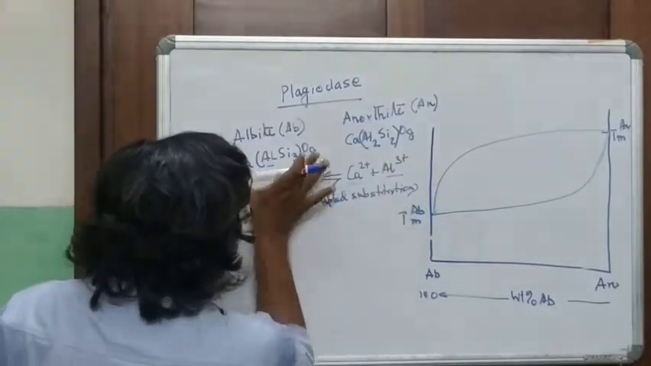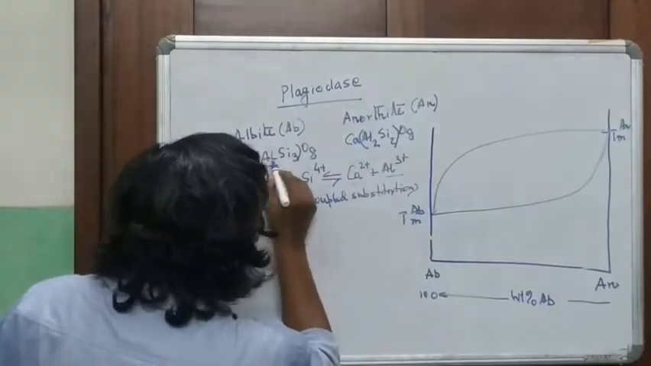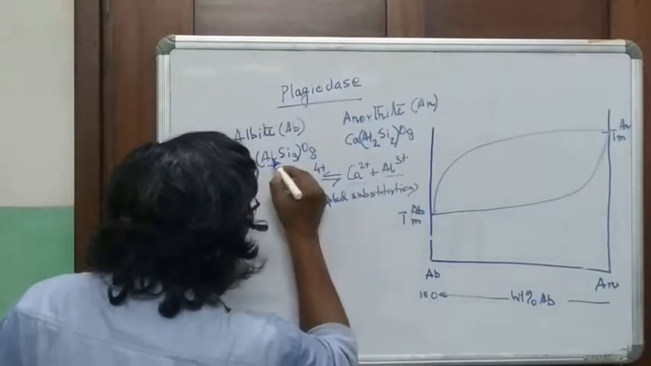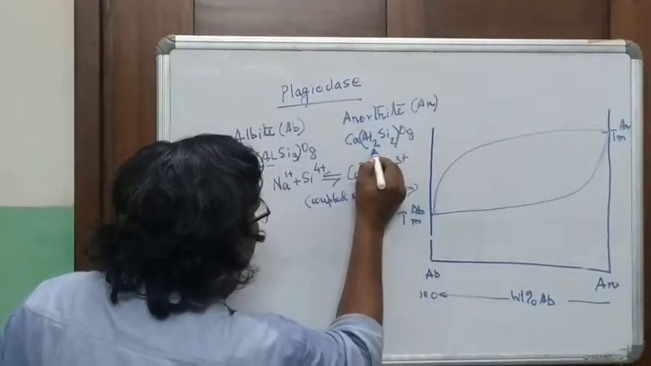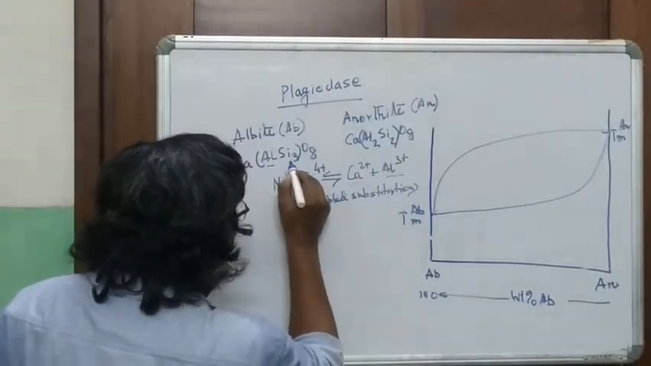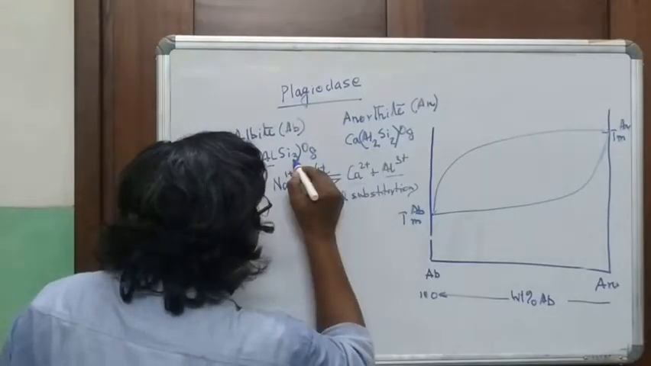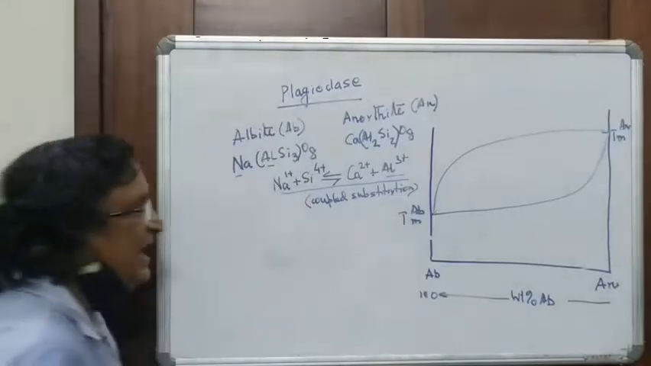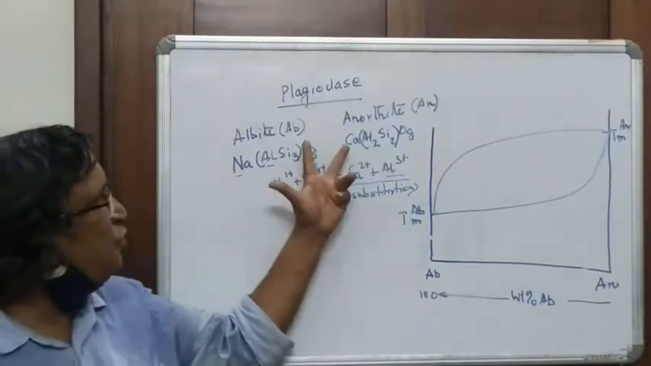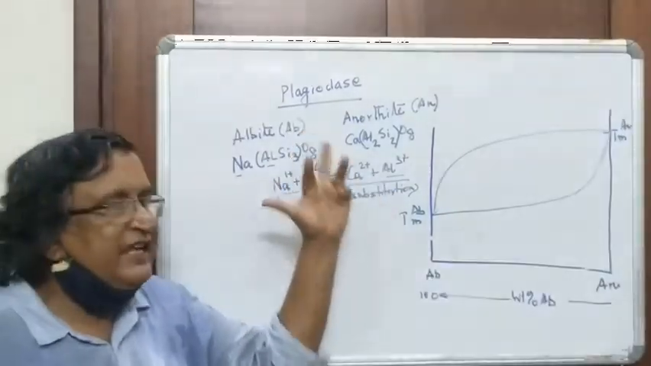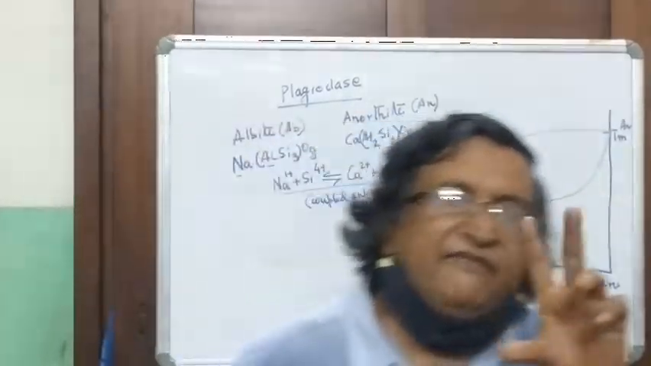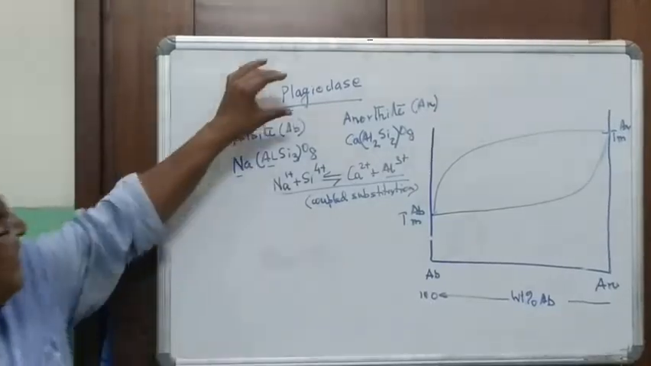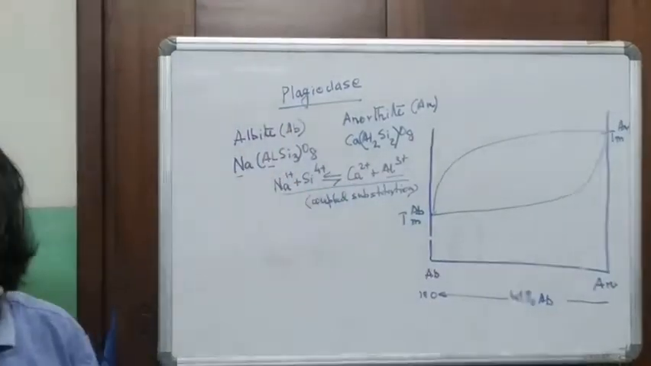So if you have this, then here it will be Al, this Al was there, one more Al is added, so this becomes Al2, and you took away one silicon from here, so this silicon 3 becomes silicon 2. So this is a substitution mechanism by which these two end-member components can change the composition in the phase. This is how the mineral plagioclase changes its substitution.